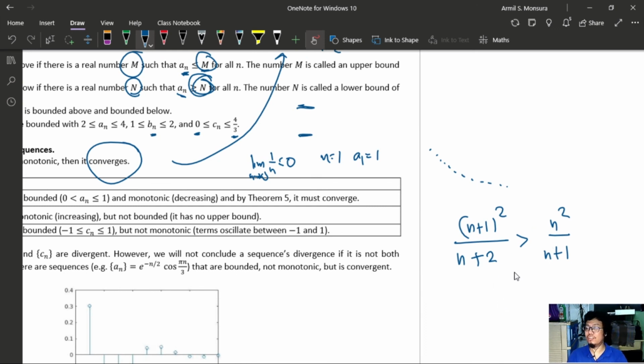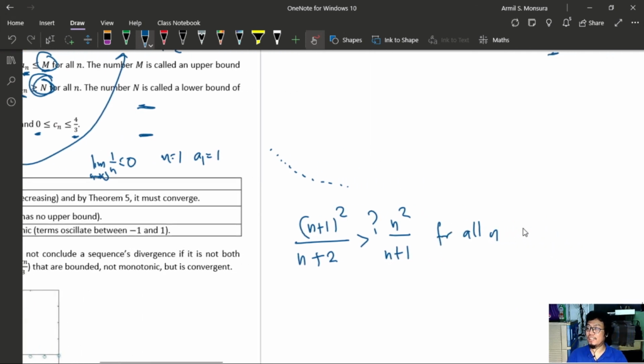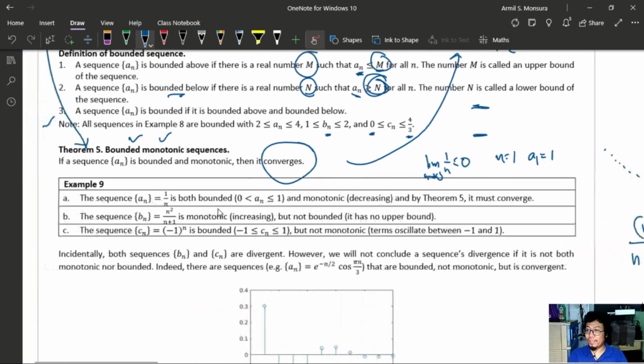Okay, so if you can prove this inequality to be true for all n, then your sequence is actually increasing. But if it's actually the other way around, instead of greater than, it's less than, then it's actually decreasing. But here we verify that it is increasing.